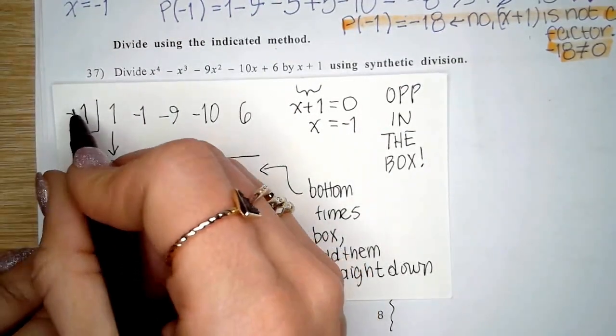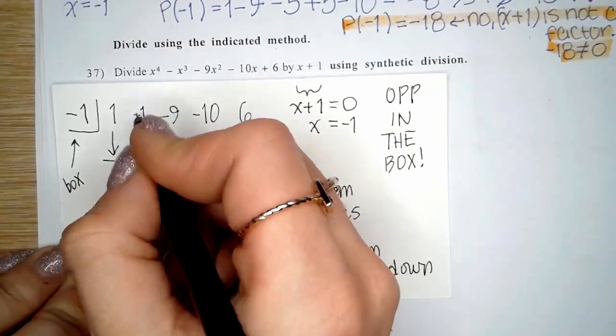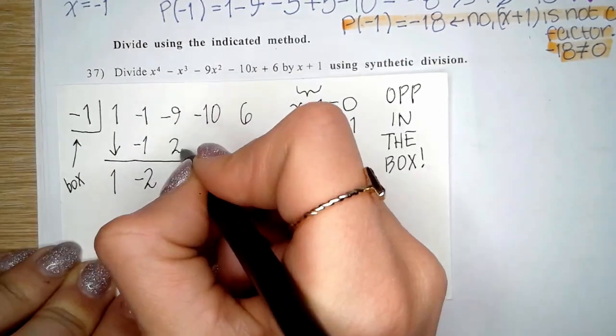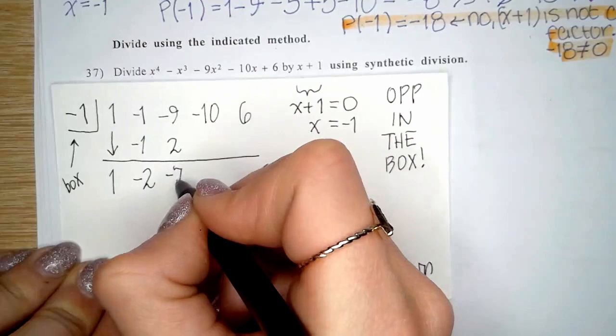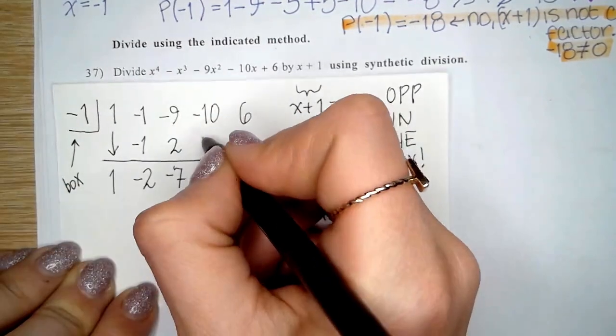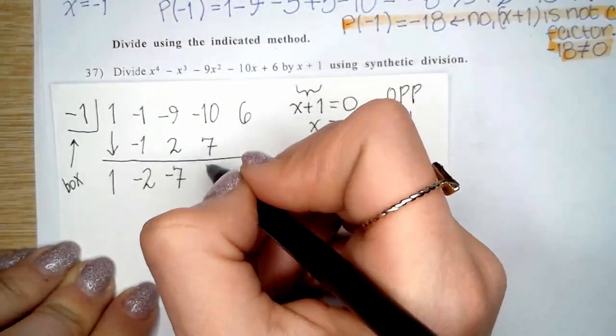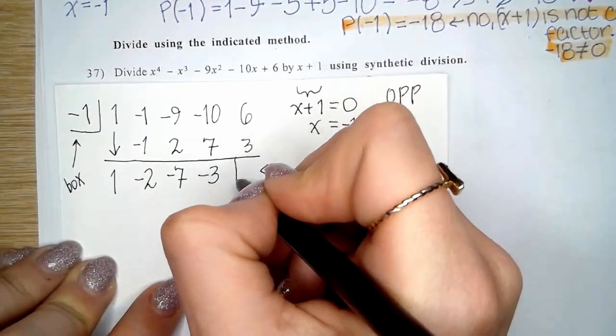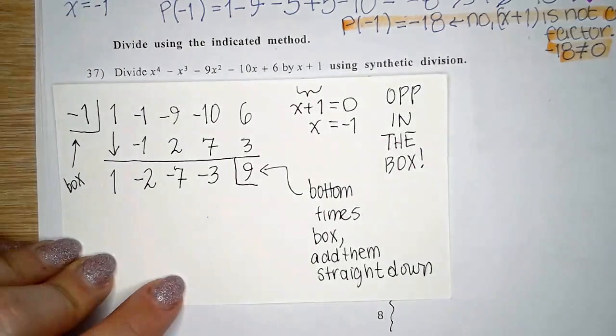Bottom, has to be in the bottom row, times box, negative 1. Add them straight down, negative 2. Bottom times box, 2. Add them straight down, negative 7. Bottom times box, 7. Add them straight down, negative 3. Bottom times box, 3. Add them straight down, 9.